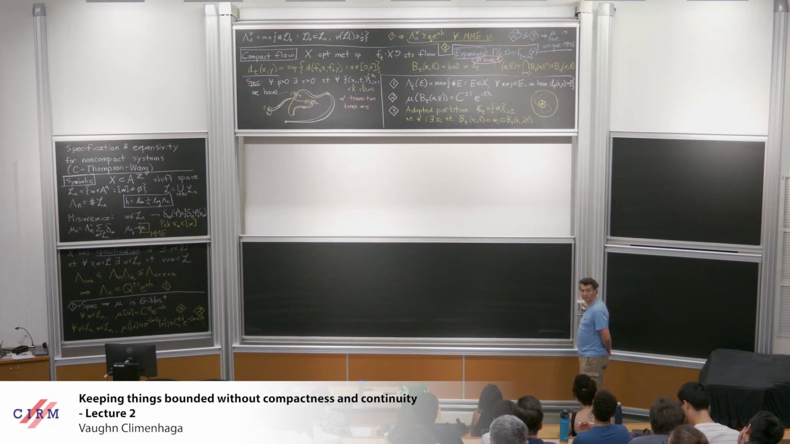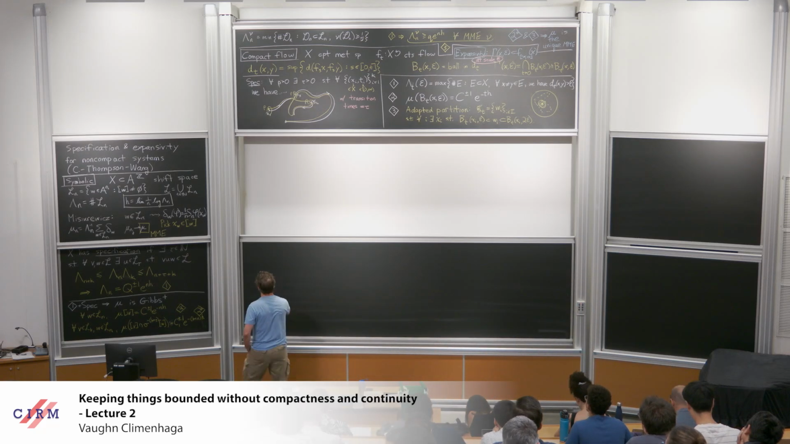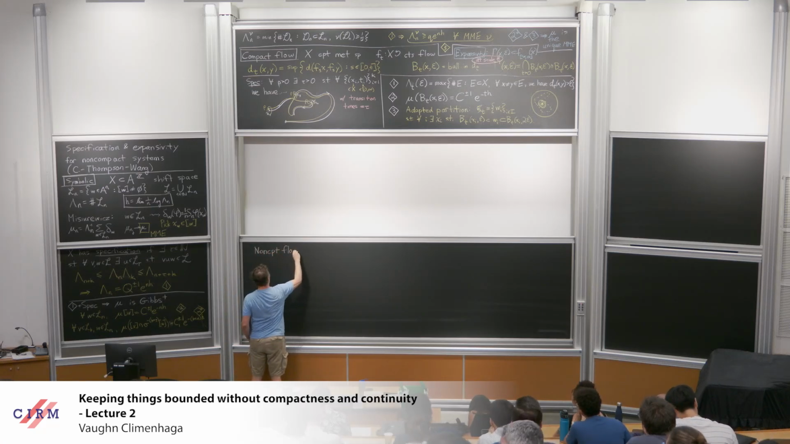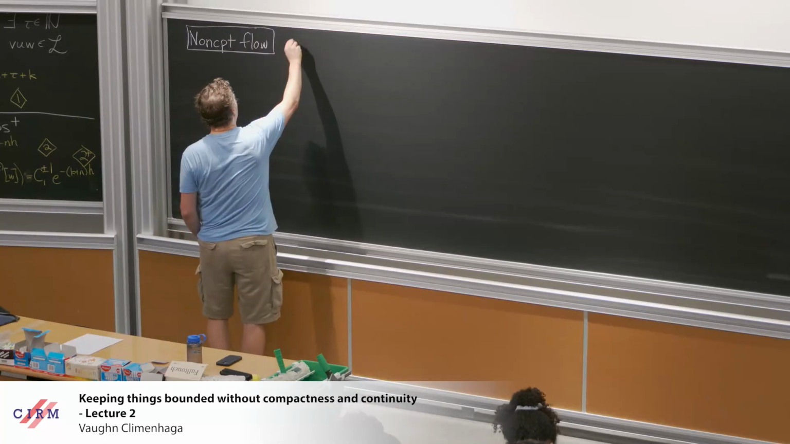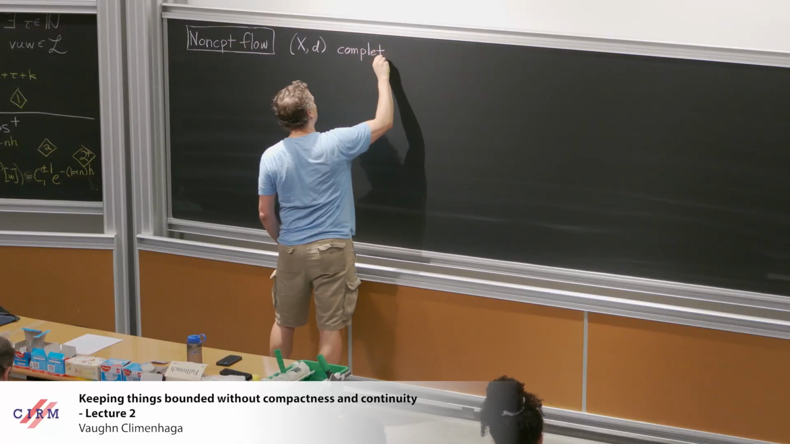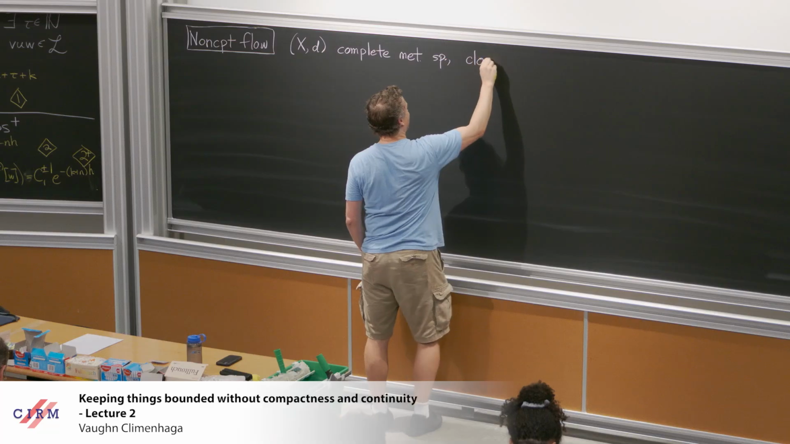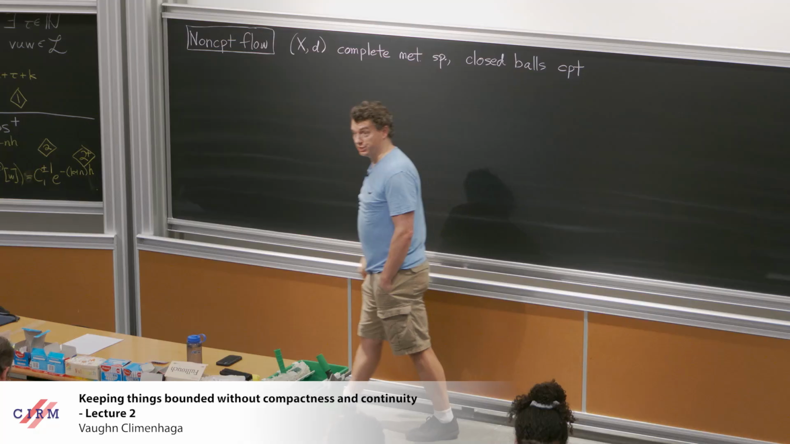So are we all happy with the compact setting? Because now I'm about to make you unhappy. So we go to the non-compact setting. In the non-compact setting, I want to consider the following. I want to have a complete metric space in which closed balls are compact. But the space itself may be non-compact.